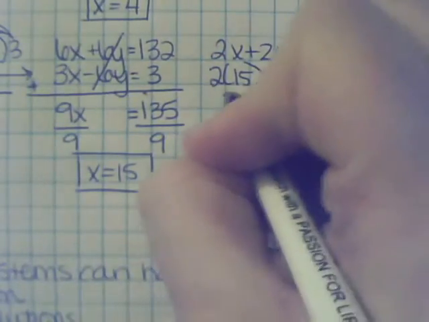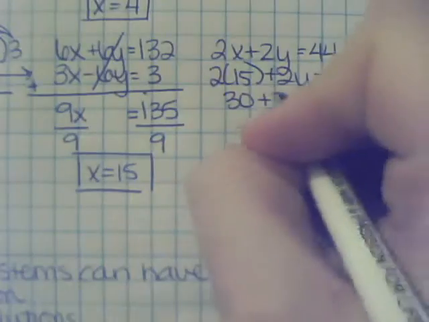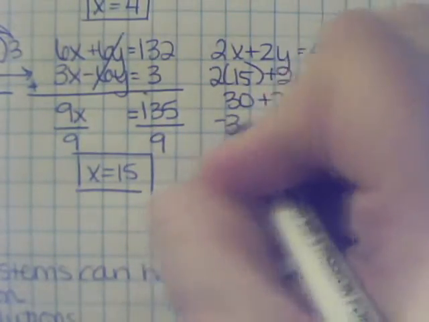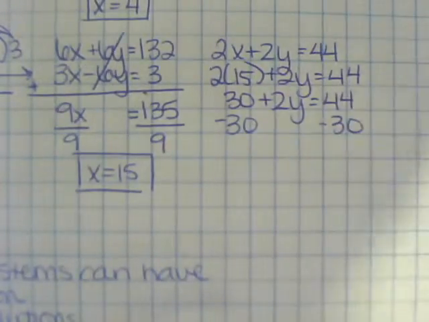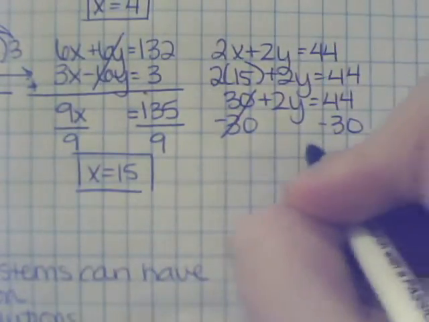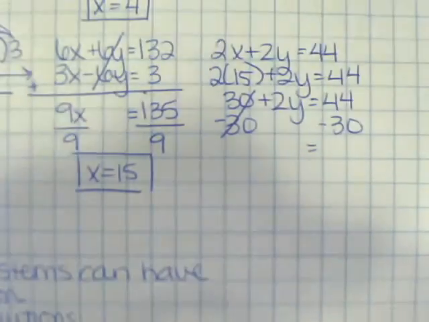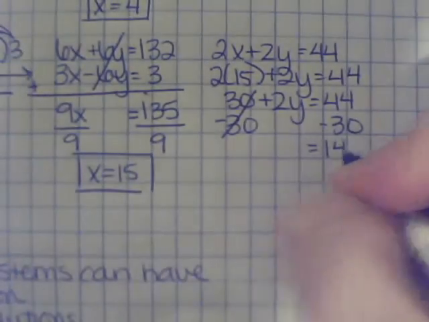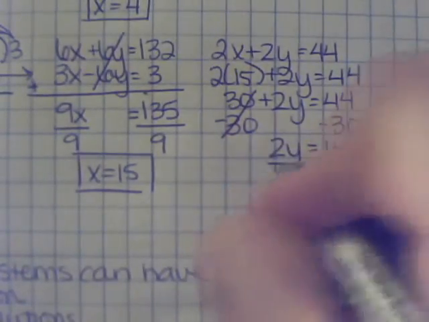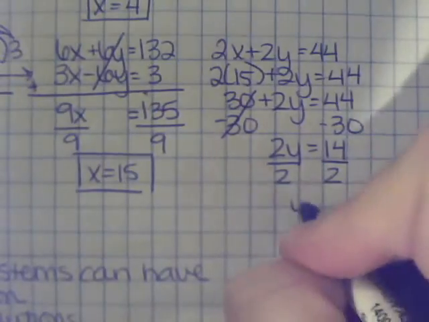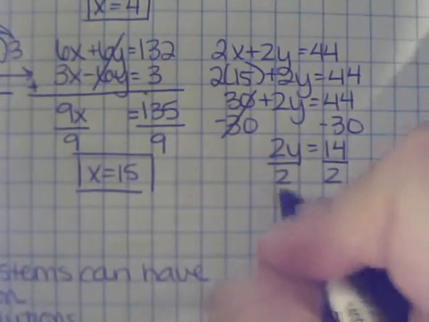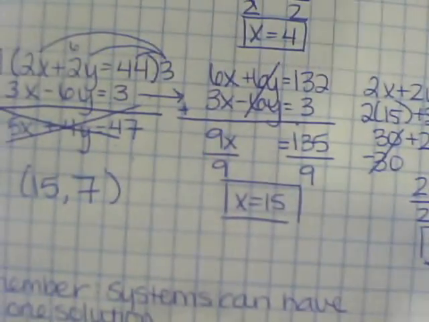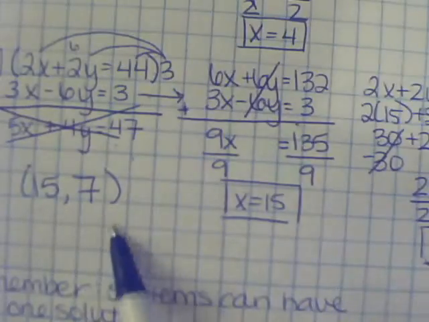So 2 times 15 is 30, and I have 30 plus 2y equals 44. I subtract 30 from both sides of the equation, so it cancels on the left, and on the right-hand side, I have 44 minus 30, which gives me 14. Copy down the 2y. Last, divide by 2, and I get y equals 7. So my answer to the solution is going to be 15, 7.